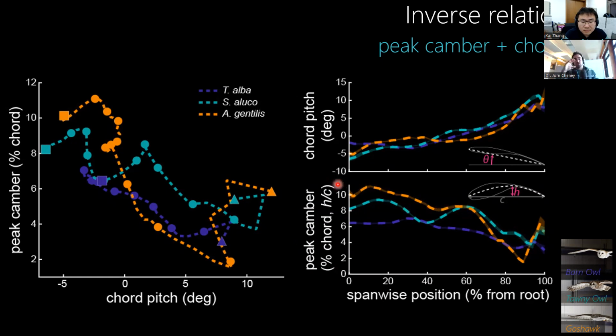And that just gives you a sense of how well aligned these wings are, basically how subtle any changes are in things like chord pitch and peak camber across all the flights. These wings are actually holding very much the same overall configuration and really not changing a lot, despite flying at different speeds. They change a little, but not a lot.